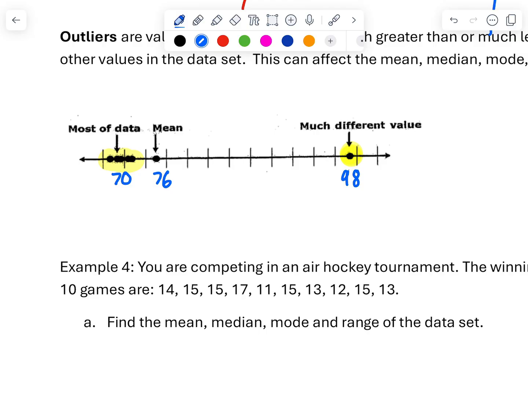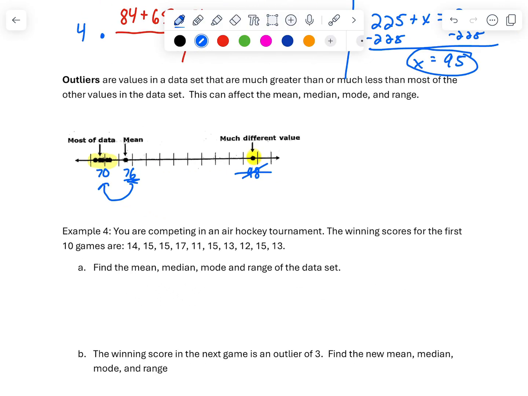So if I got rid of this 98 in my calculations, this mean would then drop down towards that 70 more. And that would give me a better representation of how the class did on a test. This can obviously work in the other direction as well. If a lot of people got a 90 and then someone got a 20 on the test, it would bring the mean down pretty low, and that would not be an accurate representation either. So that's what an outlier is.